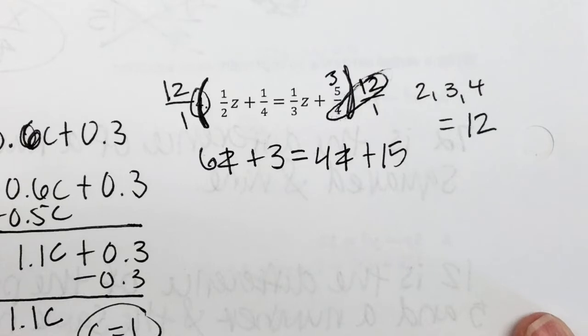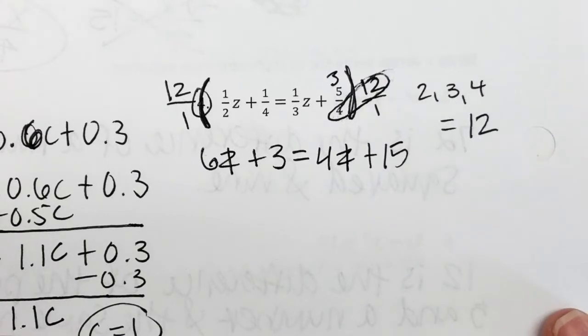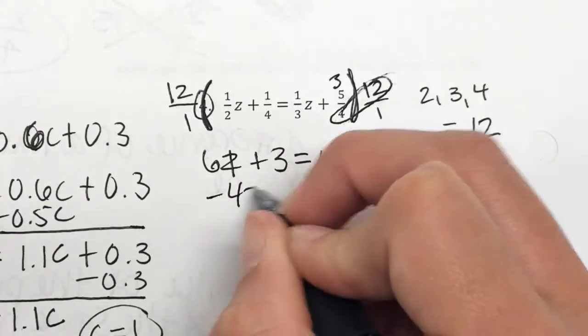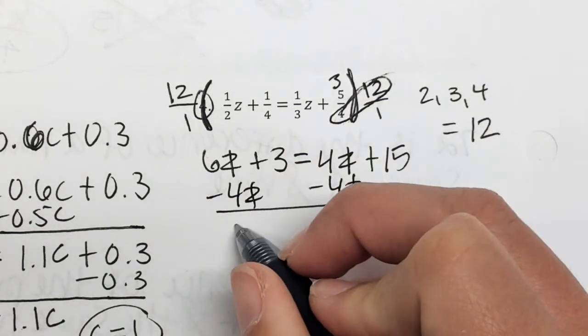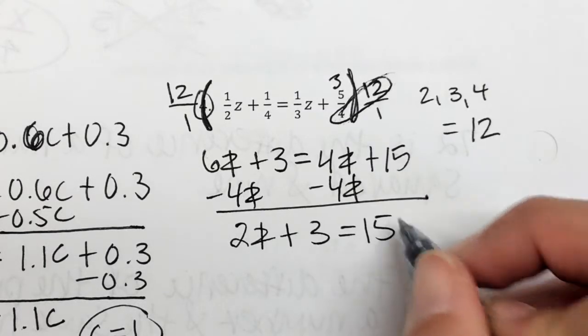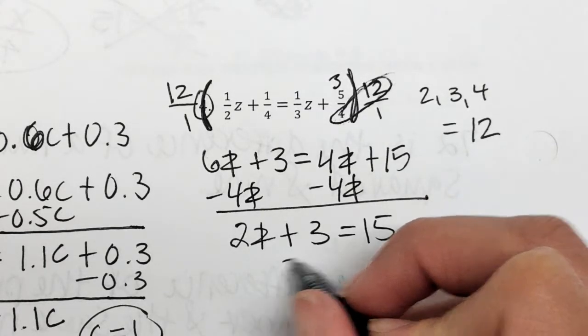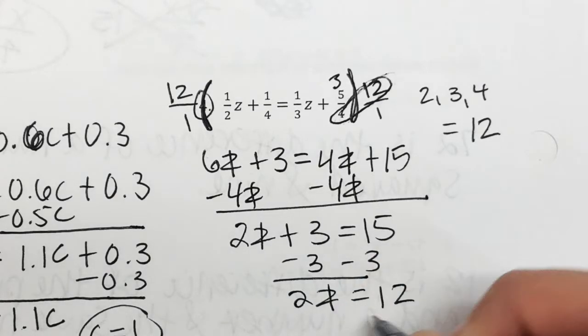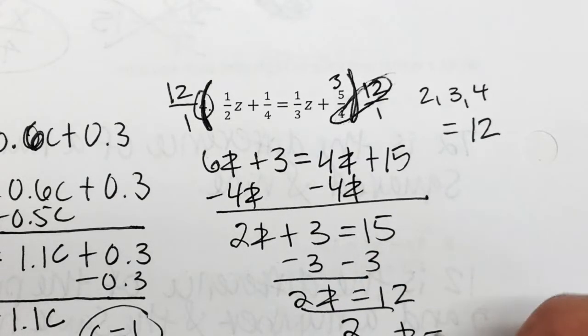Everybody good with that? All right, what do y'all want to do? Subtract 4z. Tell me what I get on my left side. 2z plus 3 equals. And now subtract 3. 2z equals. So z equals.